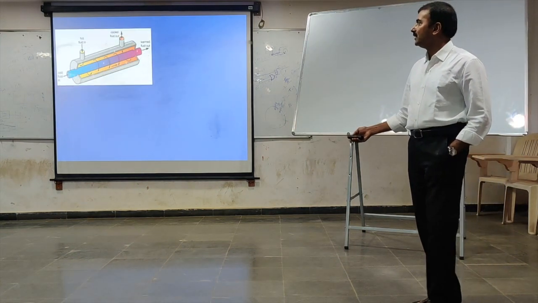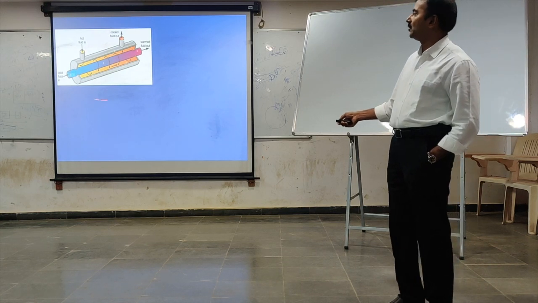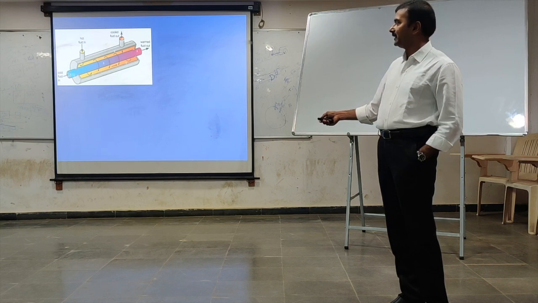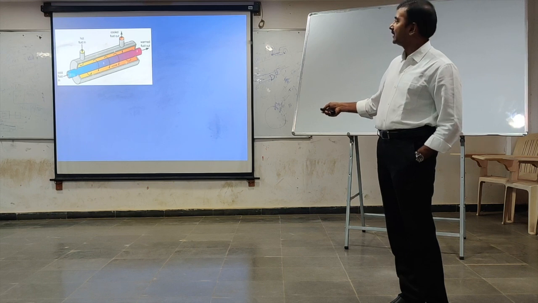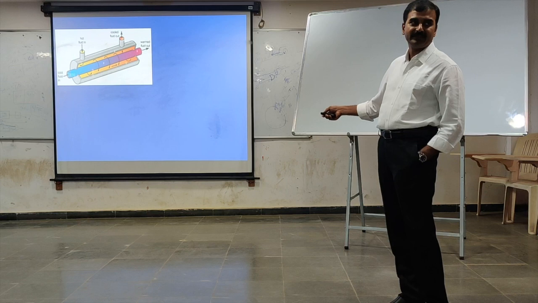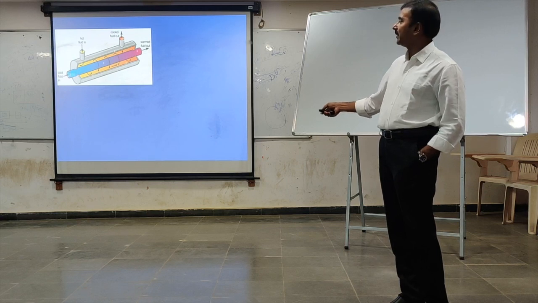Now, this is a pictorial representation. One fluid, say the cold fluid, is moving through the inner tube, and as it moves, it picks up heat from the hot fluid which is circulated around it, and then its temperature increases. The temperature of the cold fluid increases.